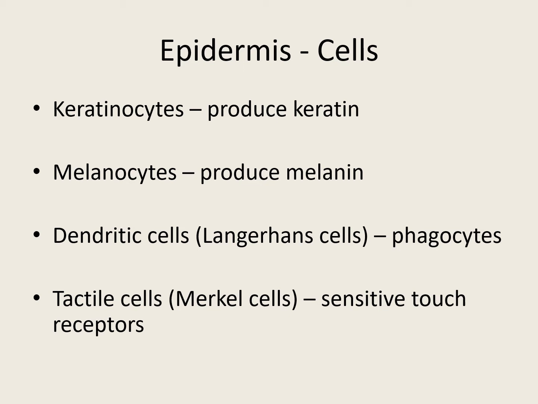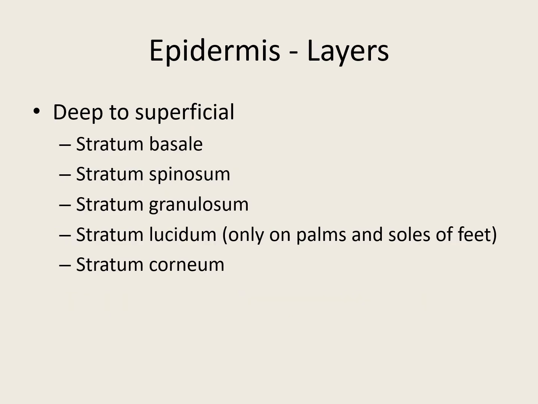The cells that are often found here, there's four main types. The keratinocytes, which produce keratin. The melanocytes, which produce the melanin. Dendritic cells that are also known as the Langerhans cells. These are a type of phagocytic cell, meaning they will engulf other cells. And then your tactile or your Merkel cells, which are going to be very sensitive to touch. They're a type of receptor.